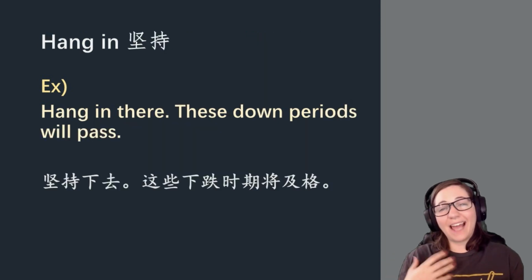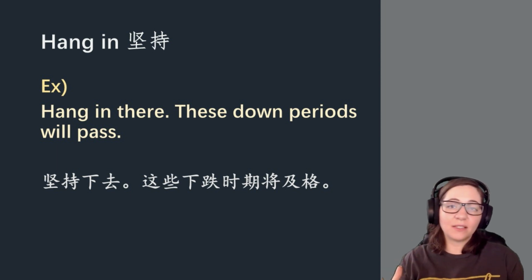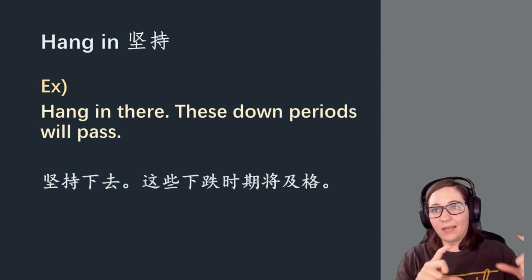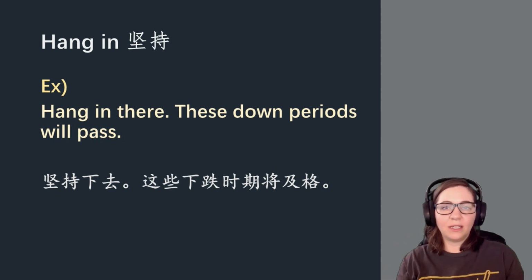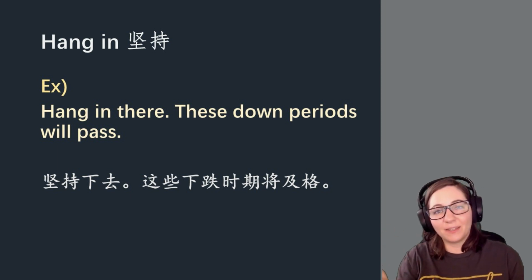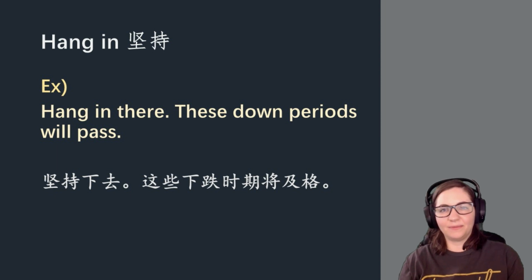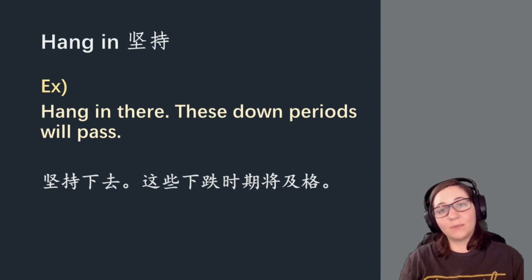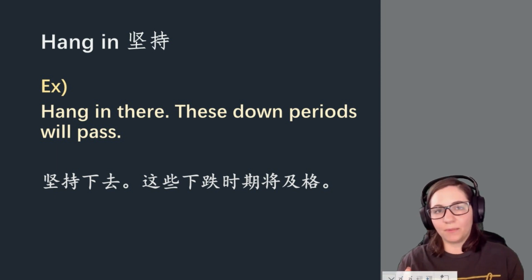So this one is hang in. And hang in means to be persistent or determined about something. And it's usually used in this sentence, hang in there. That means you're trying to be encouraging to someone. So stay persistent. So you could say, hang in there, these times will pass.